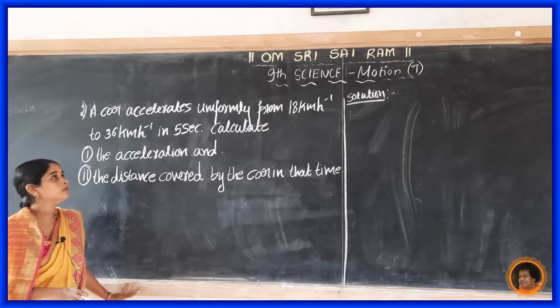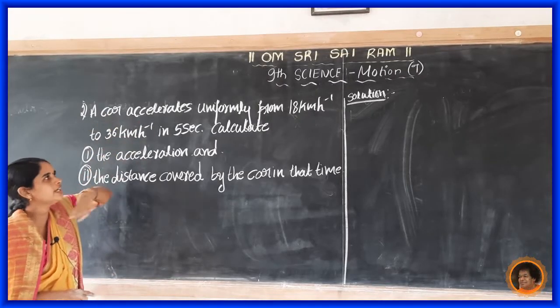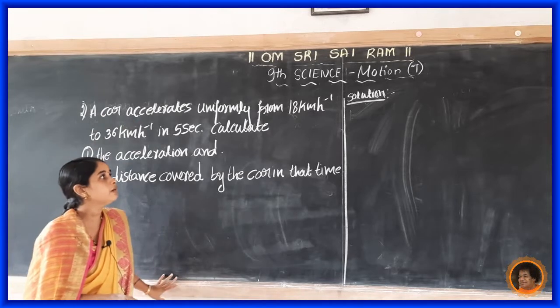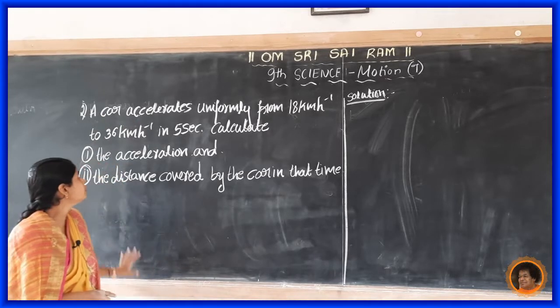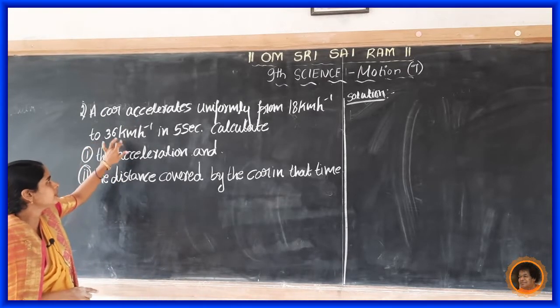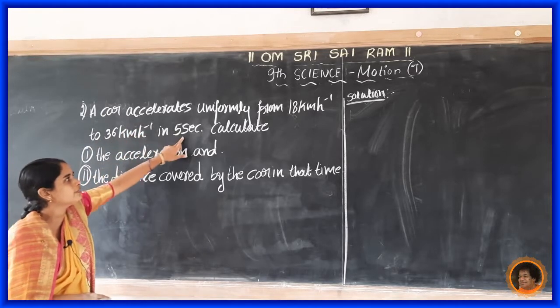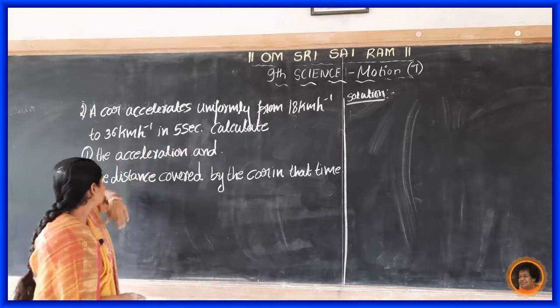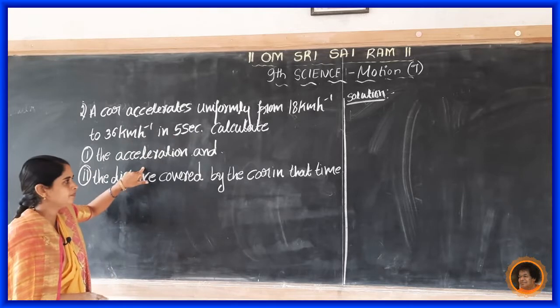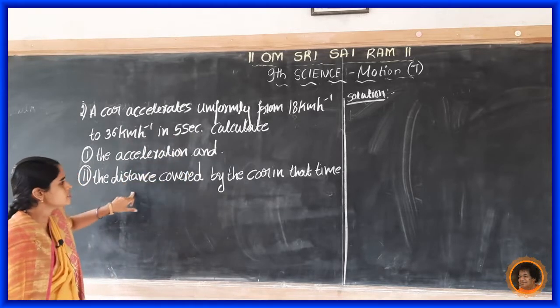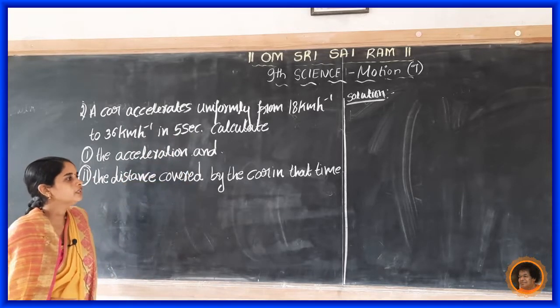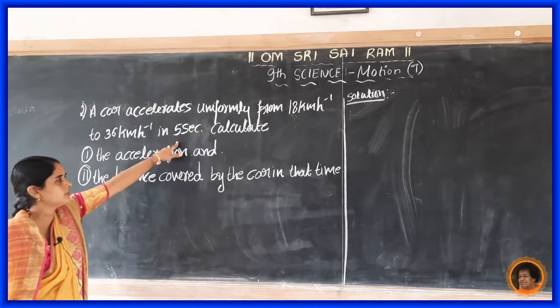Second problem: a car accelerates uniformly from 18 kilometer per hour to 36 kilometer per hour in 5 seconds. Calculate the acceleration and the distance covered by the car in that time. Here that time is 5 seconds.